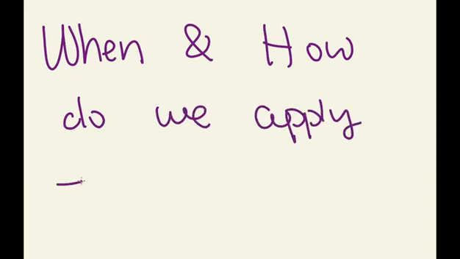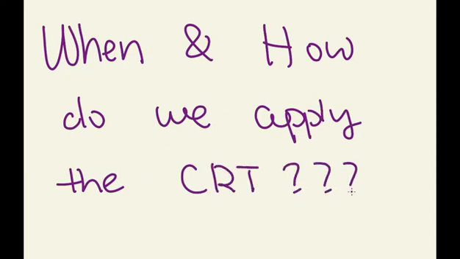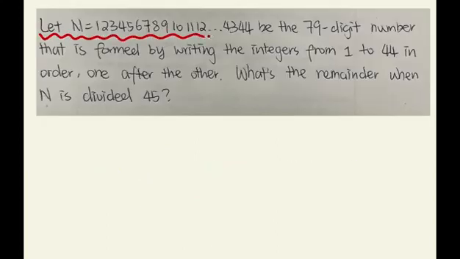When and how do I apply it in questions? So let's look at an example. It's a question from EMC, by the way. Let n equal 1, 2, 3, 4, 5, 6, 7, 8, 9, 10, 11, 12, and so on up to 43, 44, be the 79-digit number that is formed by writing the integers from 1 to 44 in order, one after the other. What is the remainder when n is divided by 45?